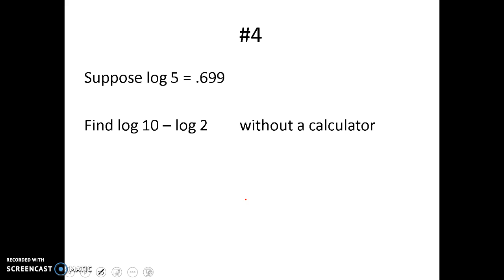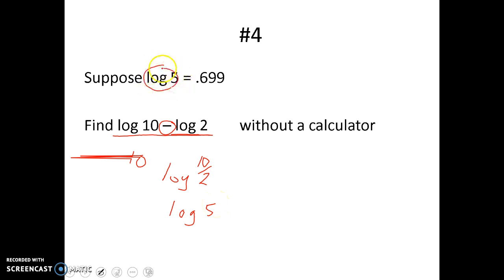So let's see if we can write this somehow in terms of the log of 5. Because we're subtracting, we know one of the properties, the quotient property, says this is the same thing as the log of 10 over 2. Well, the log of 10 over 2 is the same thing as the log of 5, because 10 divided by 2 is 5. We know that the log of 5 is 0.699, which means this expression is equal to 0.699.